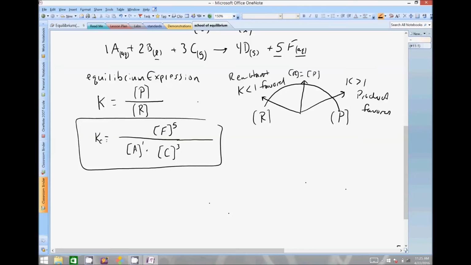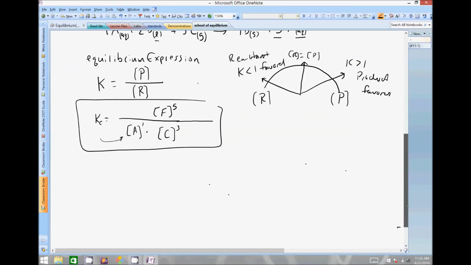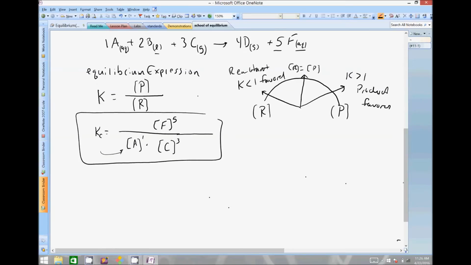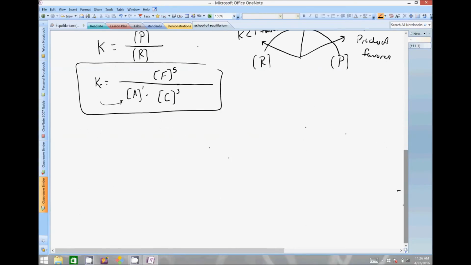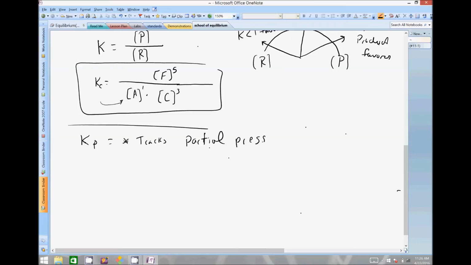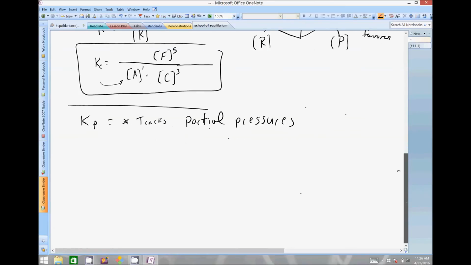When we say Kc, all we're doing is tracking concentrations. Okay, next up, an alternate way that we can track things. So Kc tracks concentrations. But is there an alternate way? And that is true, there is, and we would call this Kp. And this tracks what we call partial pressures.